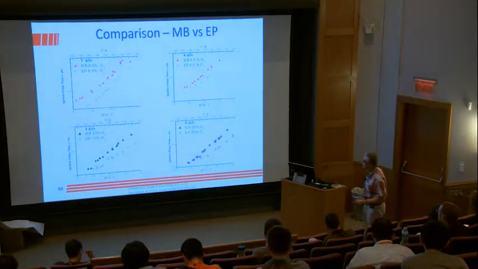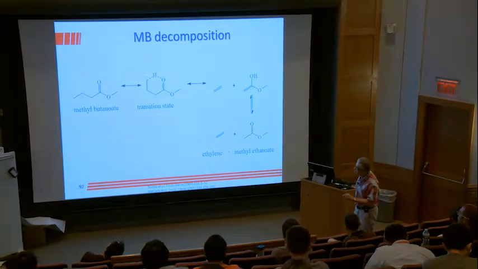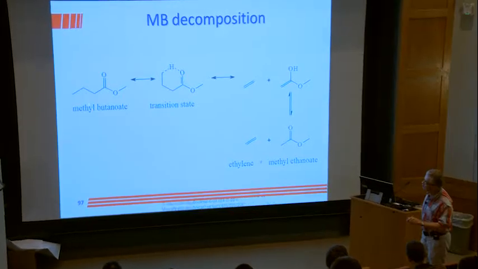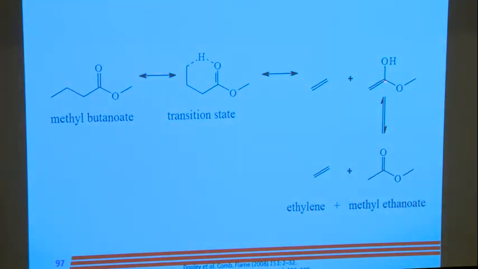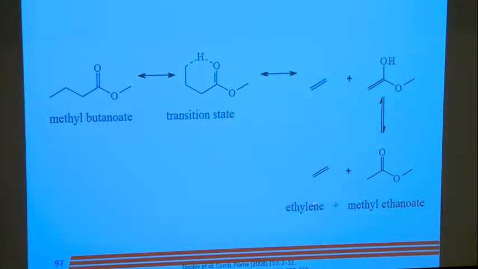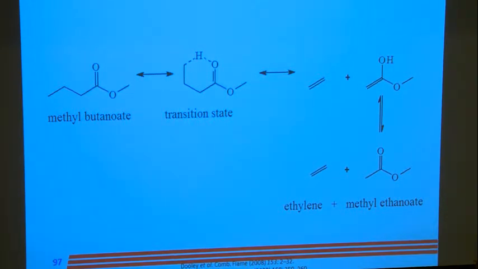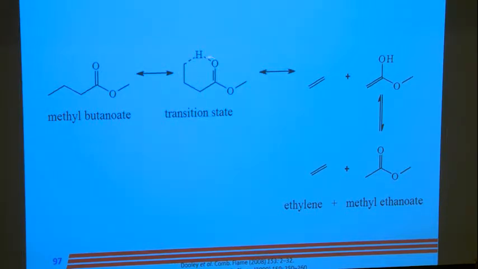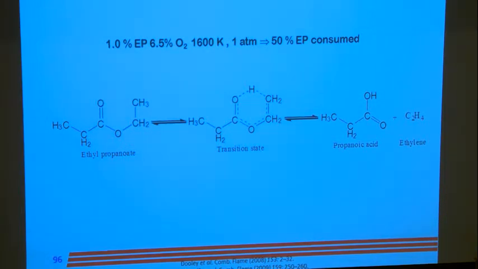Now, you can consider methylbutanoate too, and there is a transition state ring here that is a 6-membered ring. We did include it in the mechanism, and that will give you ethylene and this species here, which can then decompose to give ethylene and methyl ethanoate. But the rate constant for this wasn't competitive with the unimolecular decomposition and the H atom abstraction reaction. So the activation energy to this transition state was too high in comparison to the transition state involved in ethyl propanoate.